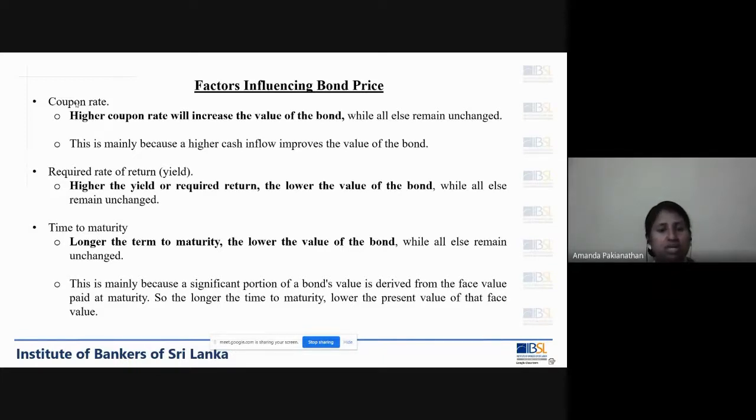Here, when we are talking about each individual factor, all other factors are constant. If we are talking about coupon rate, all other factors, yield, time to maturity, everything else, credit quality of the bonds are all the same. Required rate of return, then again coupon rate, time to maturity, all those are constant. Only one factor is changing, and what is its influence on the bond price.